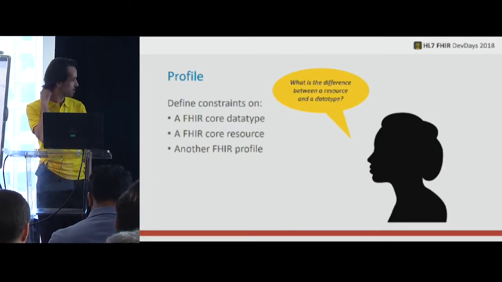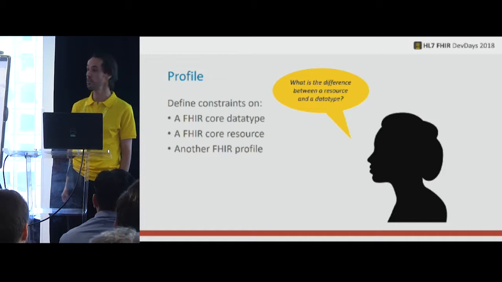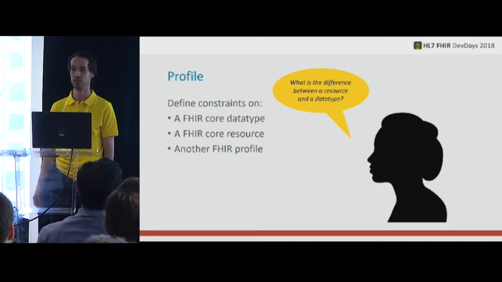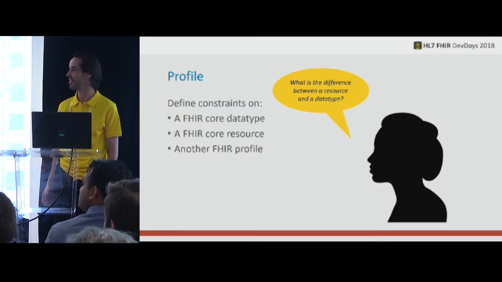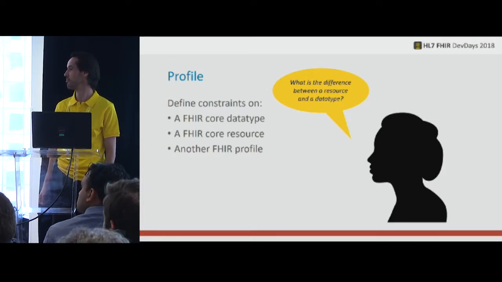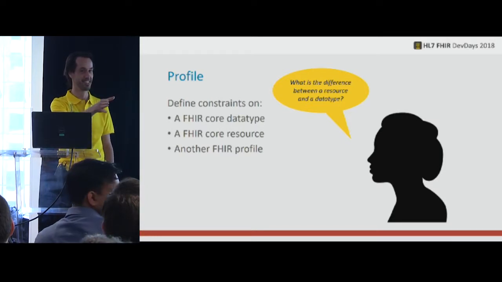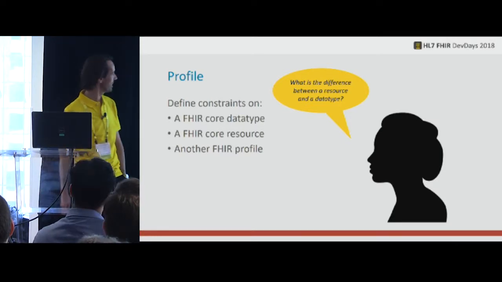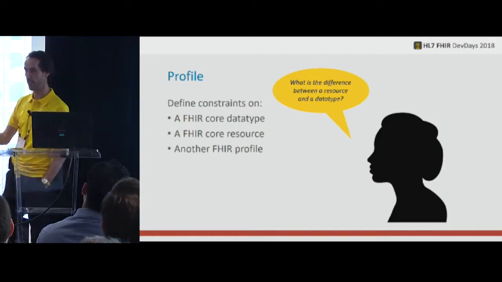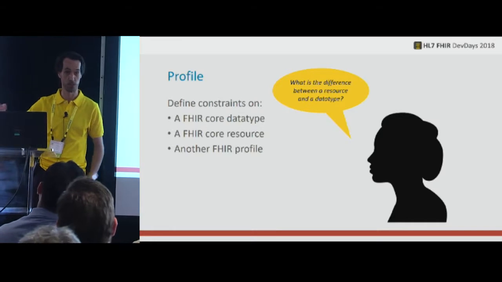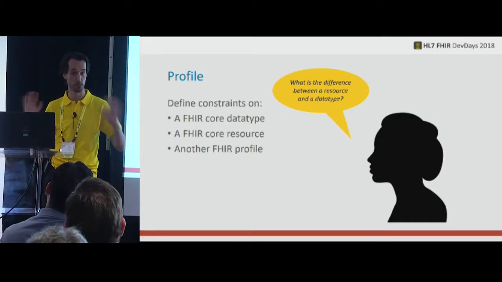Maybe a trick question. What's the difference between a data type and a resource? Raise your hands. There must be somebody that knows. Please. I'll take a guess. So a resource is made up of data types. Yes, but a data type is also made up of data types. It's close. A resource has an identifier. Yeah. You can post a resource to a server, and the server will accept it and store it and give you back an ID. You can't post a data type to a server. You can't just post an address to a server. The server will reject it.